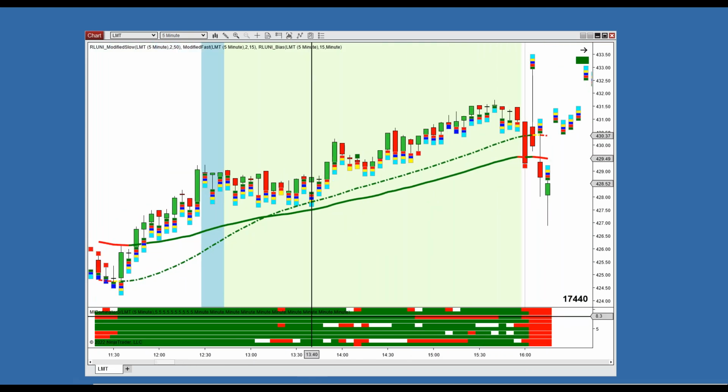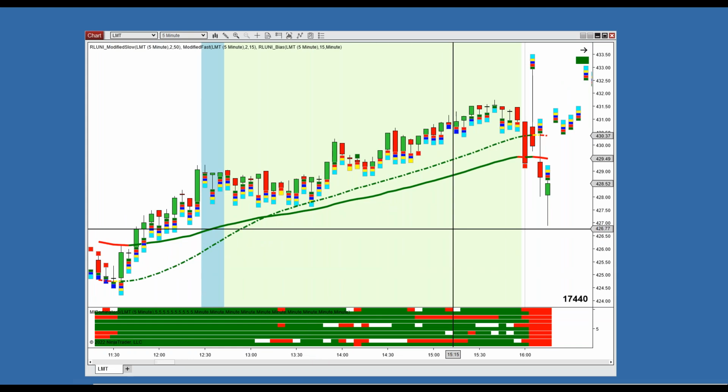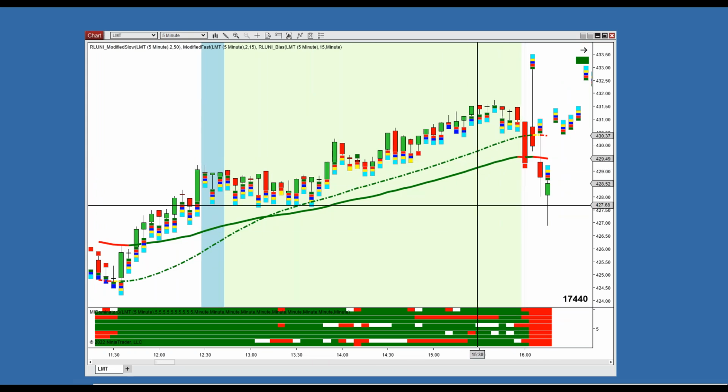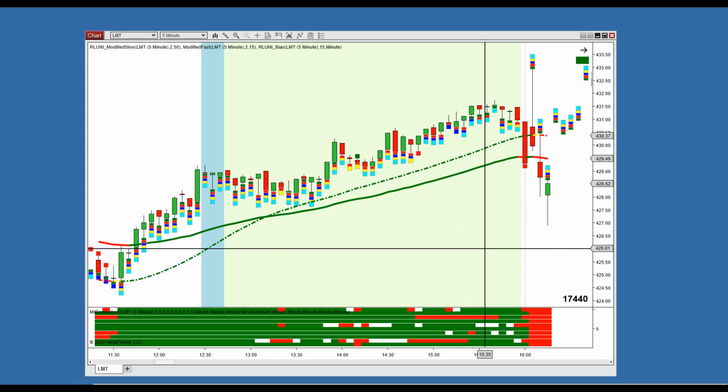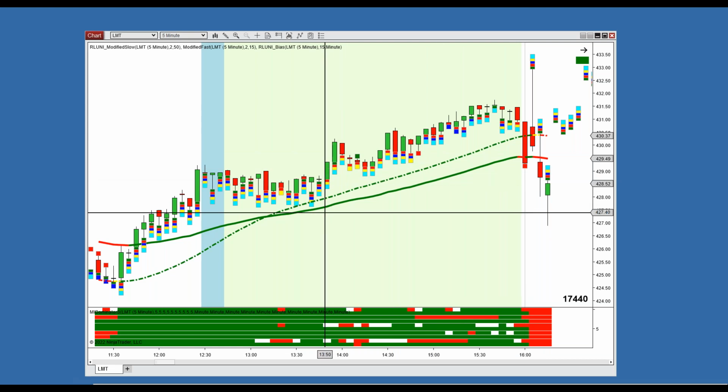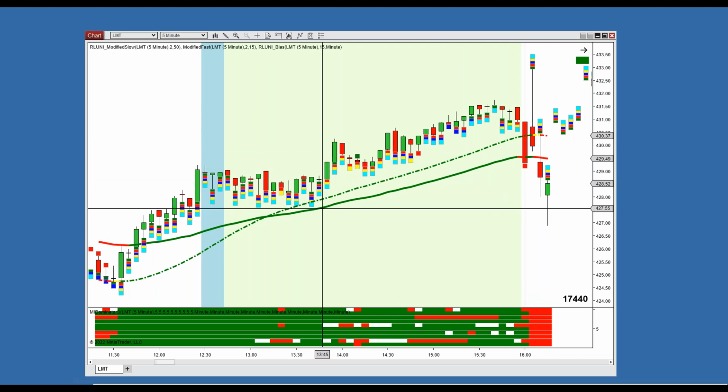There's your pullback to support, fairly close, and your move up. It's definitely tradable. You just have to be careful. Only trade the dark green. Only trade off support long, off resistance short.